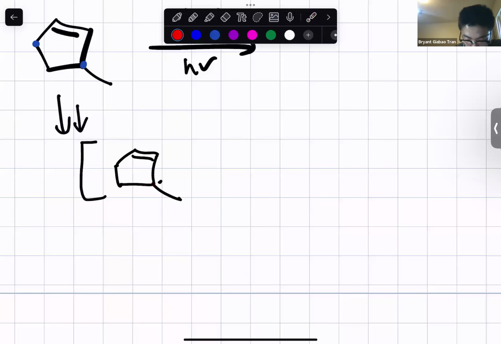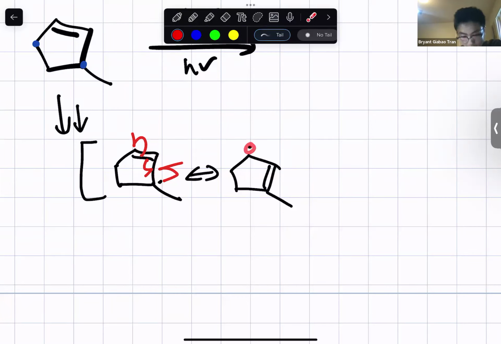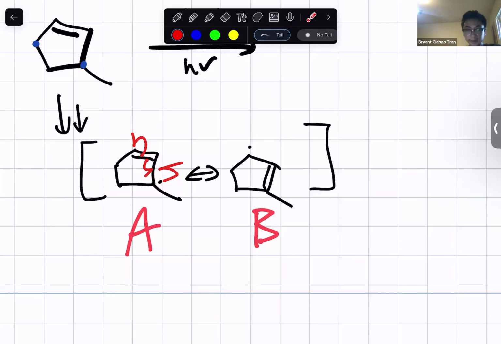Now, from here, once we figured out the most stable radical, we do the resonance structure of that radical, which gives us that radical right there, right? Based on these resonance structures, let's say this is A, this is B. Which one will give us the thermodynamic product?